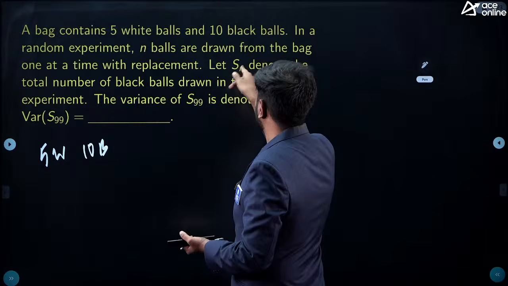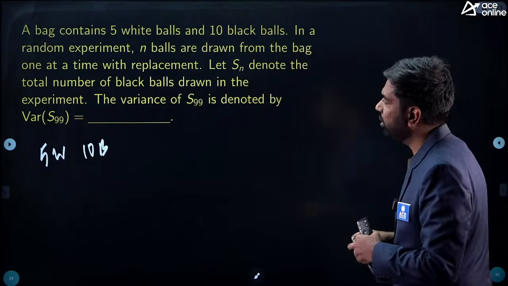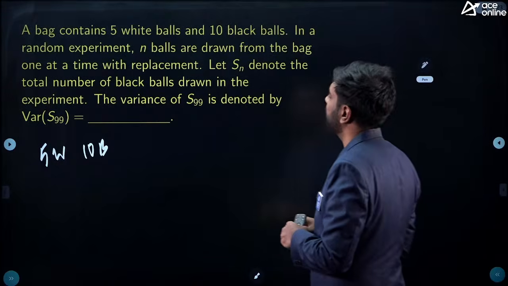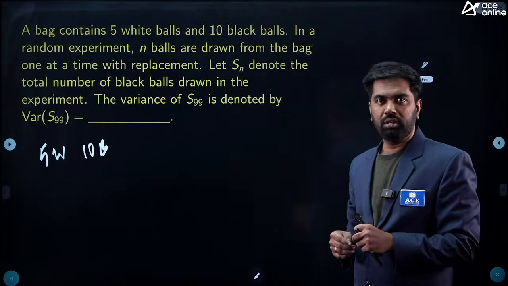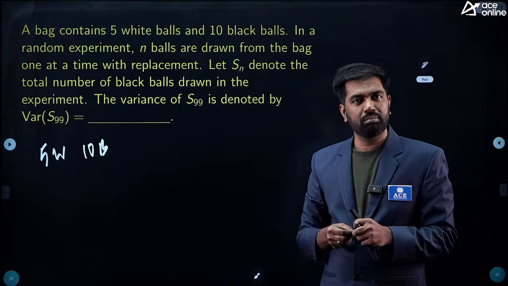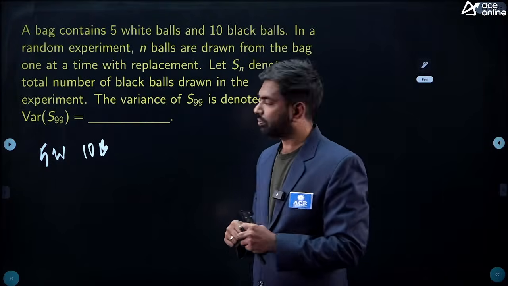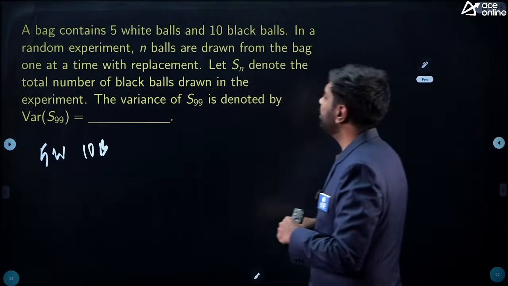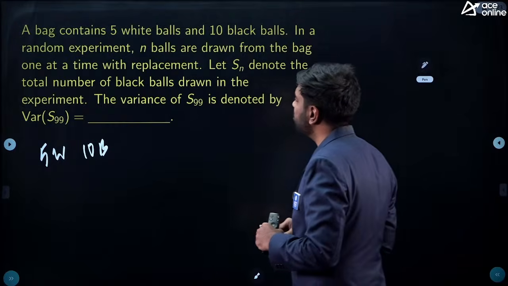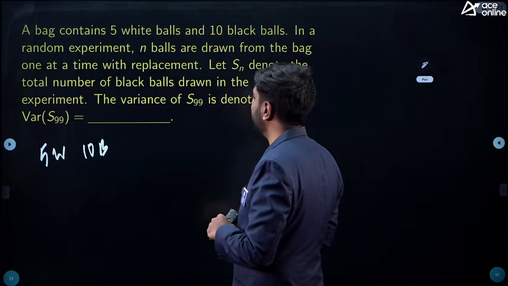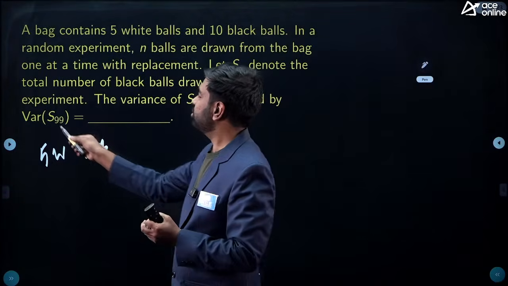Let Sn denote the total number of black balls drawn in the experiment. Okay, so we don't know what n is. Since you are drawing n objects, Sn is talking about how many were black. So Sn denotes the number of black balls drawn in the experiment. The variance of S99 is denoted by variance of S99, and they want the variance of S99.